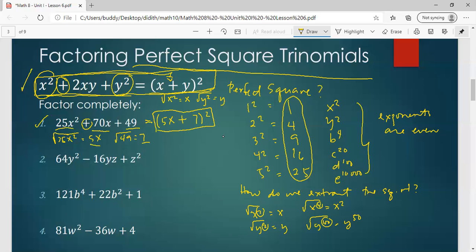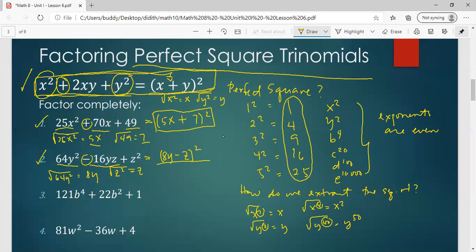Number 2, so this is a perfect square, and the square root of 64y squared is 8y. Well, z squared is also a perfect square, and its square root is z. When we get the product of 8y and z and multiply that by 2, it will result in the middle term 16yz. So therefore, this is again a perfect square trinomial. So the factors are the square root of the first term, 8y, minus the square root of z squared, z, quantity squared. Why minus? Because this is a minus sign. So these are the factors.